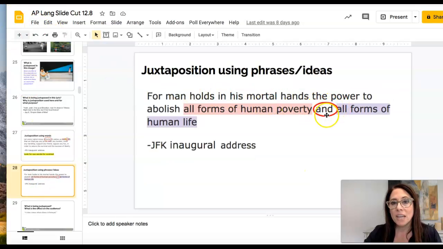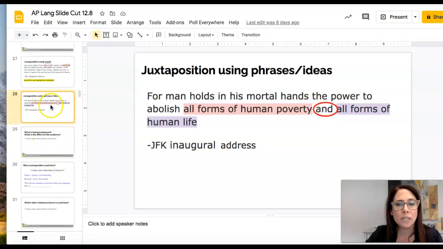So here we have the and. So instead of the or, the juxtaposition is built by a connection word and. So this time we're going to see, okay, what is on either side of that and? We have human poverty and human life. Okay, and then why are they connected? And then why is it in a sentence with the power, right? So power to abolish. So we're going to figure that out once we dig in, or if we were actually writing the essay.